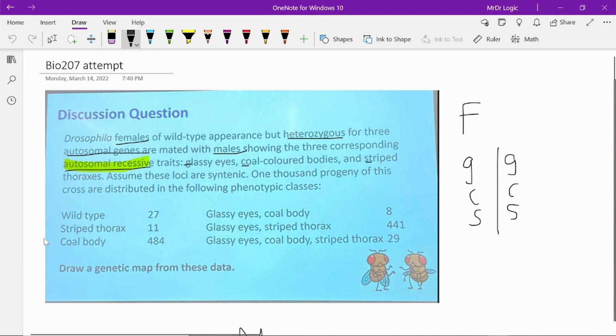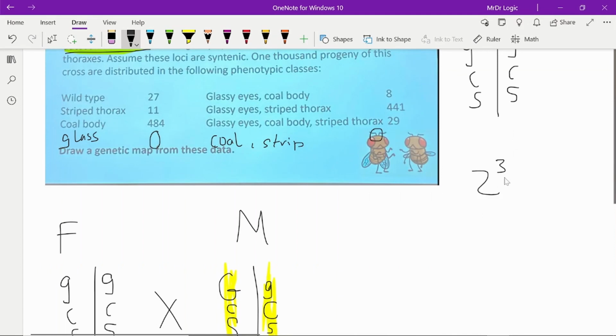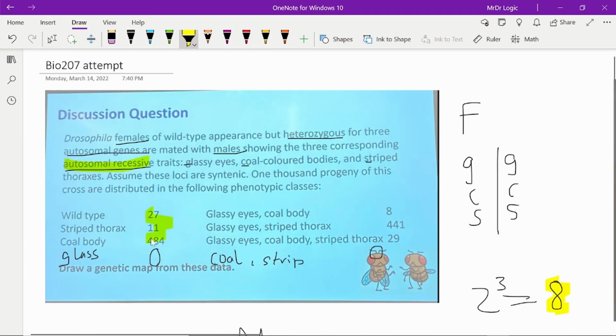So in our case, we technically have glassy eyes. That has not happened yet. You will not see an example. We'll just call it small g, class 0. And we'll just call this coal. These possibilities have never happened. How do I know this? We are dealing with technically 3 genes, and 2 to the power of 3 is 8. So there's supposed to be technically 8 unique combinations, but we technically only have 6, ignoring the 0.